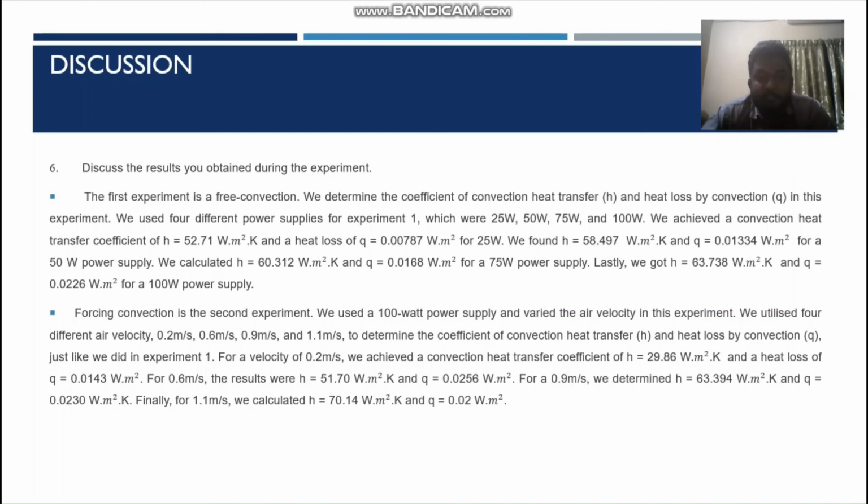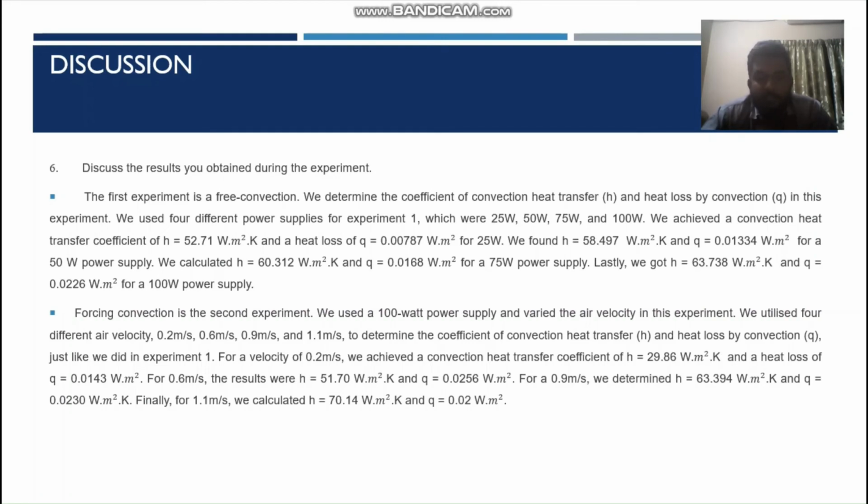Forced convection is the second experiment. We used the 100 watt power supply and varied the air velocity in this experiment. We utilized 4 different air velocities, which are 0.2, 0.6, 0.9 and 1.1 meter per second, to determine the convection heat transfer coefficient and the heat loss by convection, just like we did in experiment 1.